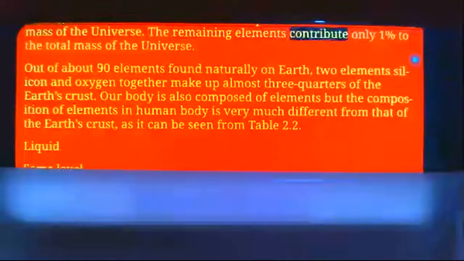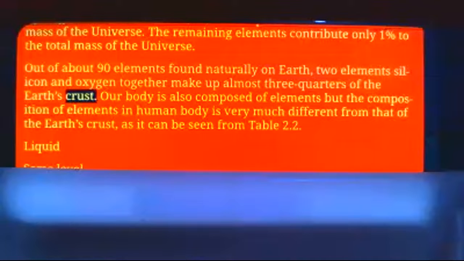The remaining elements contribute only 1% to the total mass of the universe. Out of about 90 elements found naturally on Earth, two elements, silicon and oxygen, together make up almost 3/4 of the Earth's crust, but the composition of elements in the human body is very much different from that of the Earth's crust, as can be seen from Table 2.2.